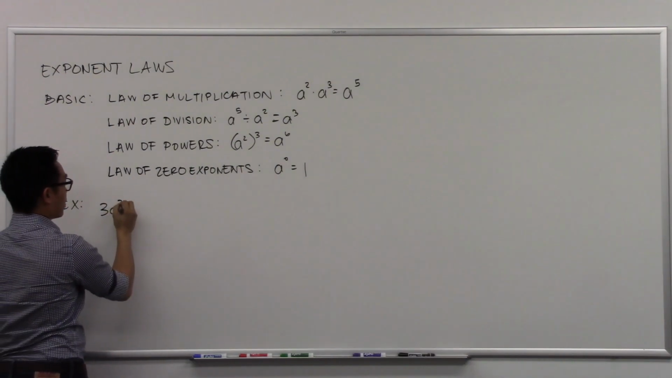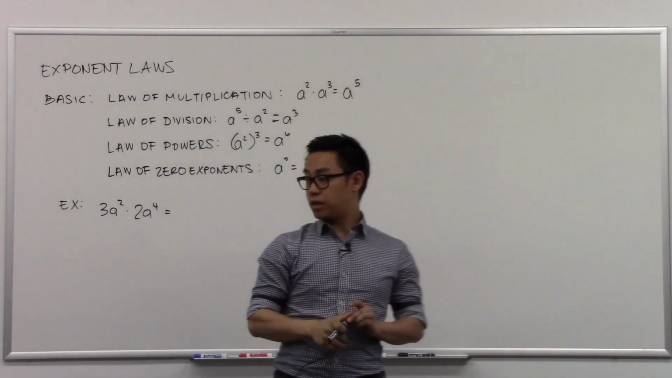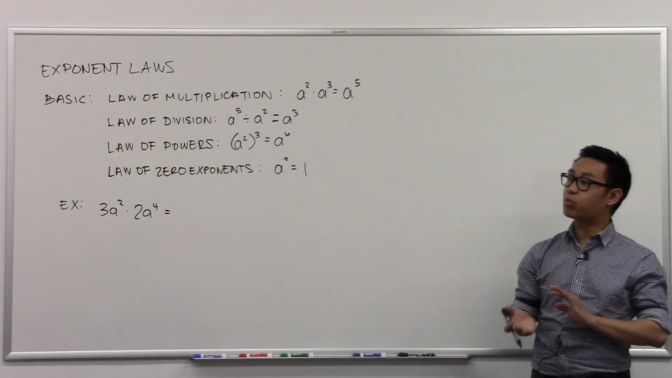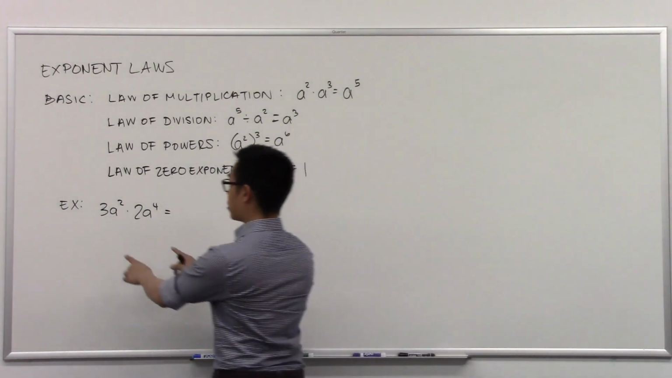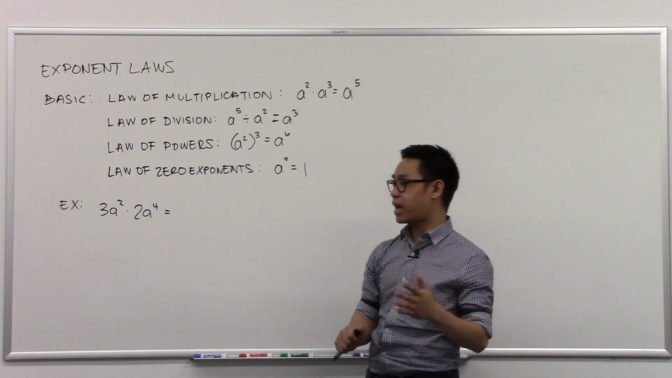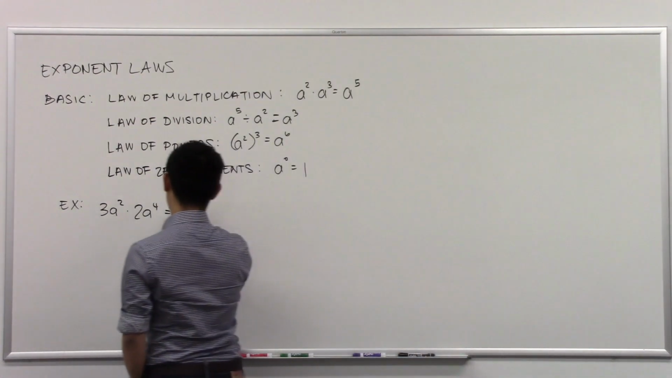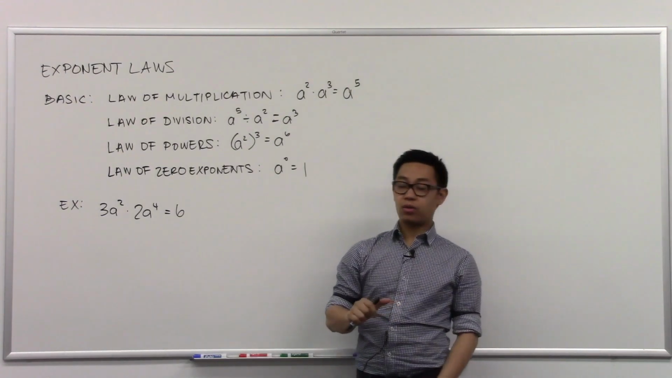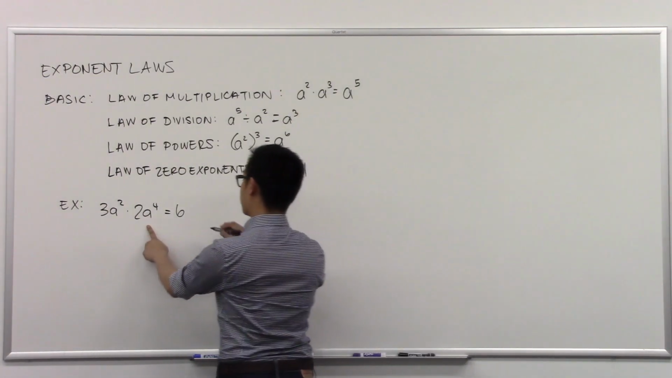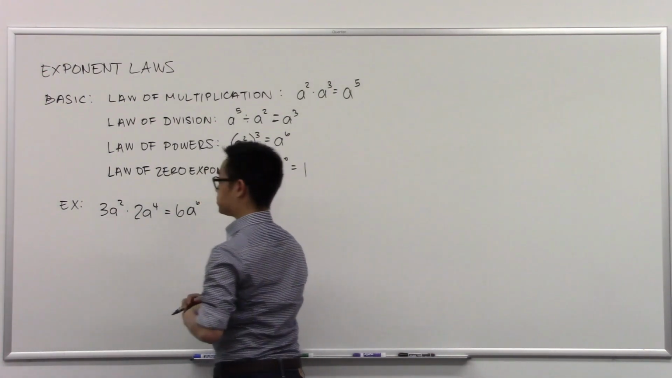If I give you 3a squared times 2a to the 4. Now this has coefficients on it. When you have coefficients, they work very differently than the powers. So these are the coefficients, and these are the powers. They work very differently. But they work normally. So if I had given you 3 times 2 on its own, the answer would be 6. Then you work with the a squared times a fourth, which is going to be a to the what? Yeah, you would add exponents.